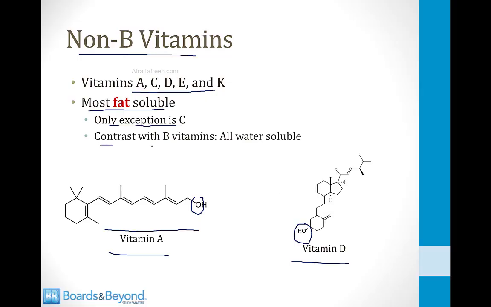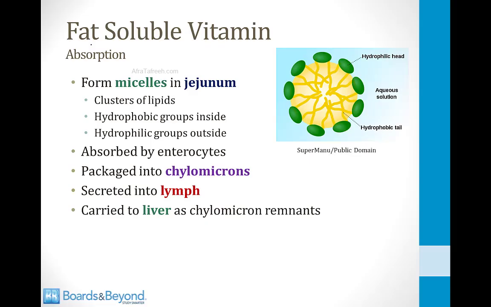And this is in contrast to the B vitamins. All of the B vitamins are water soluble. Because these vitamins are fat soluble, there's a special way by which they are absorbed in the GI tract. Together with other lipids, fat soluble vitamins form structures called micelles in the jejunum. Micelles are clusters of lipids arranged so that the hydrophobic portion of any lipid or fat soluble vitamin will be towards the inside and the hydrophilic portion will be towards the outside.